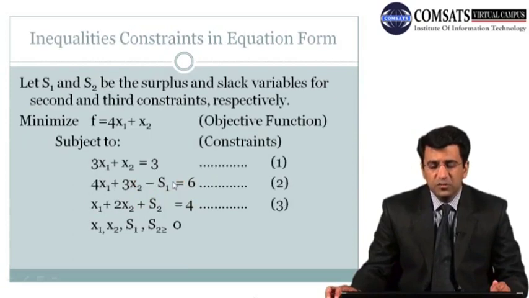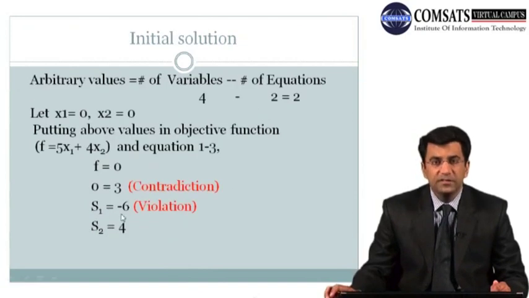And when we put the values of x1 is equal to 0, x2 is equal to 0 in our second equation, we will get s1 is equal to minus 6, which is again a contradiction and violation. Why? Because x1, x2, s1, s2 all are non-negative, and these values cannot be negative. So this is again a violation and contradiction. And when we put x1 is equal to 0 and x2 is equal to 0 in our third equation, it will become s2 is equal to 4. This is okay, but we have the problem in these two equations, which is actually the contradiction.